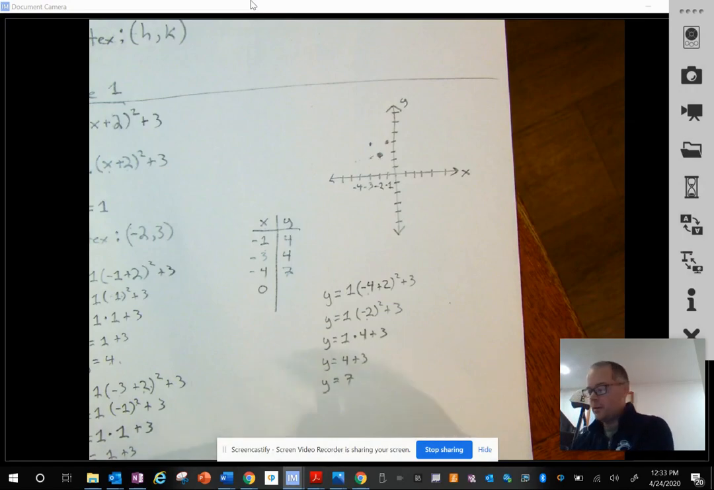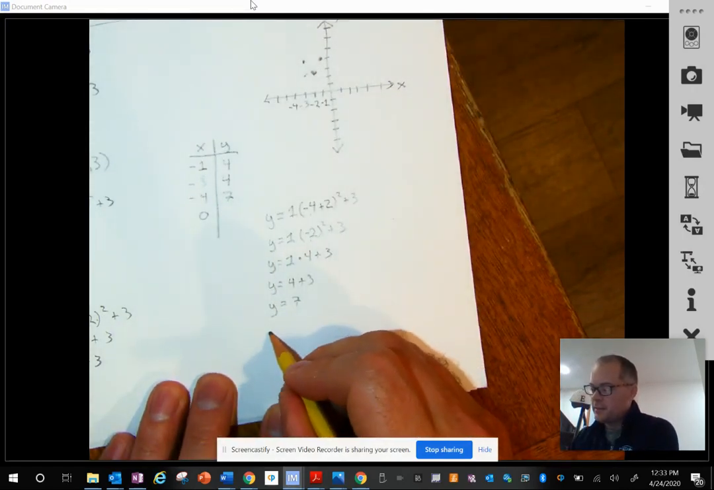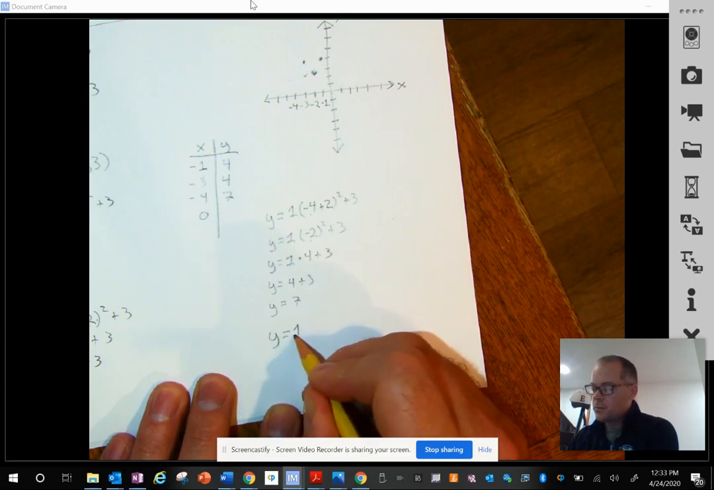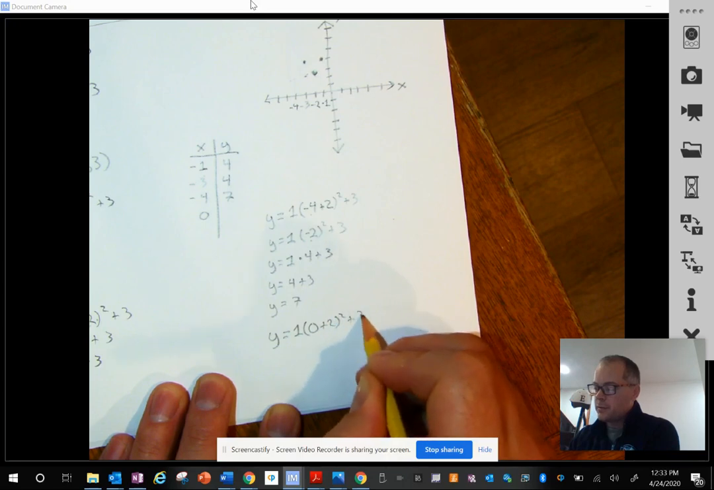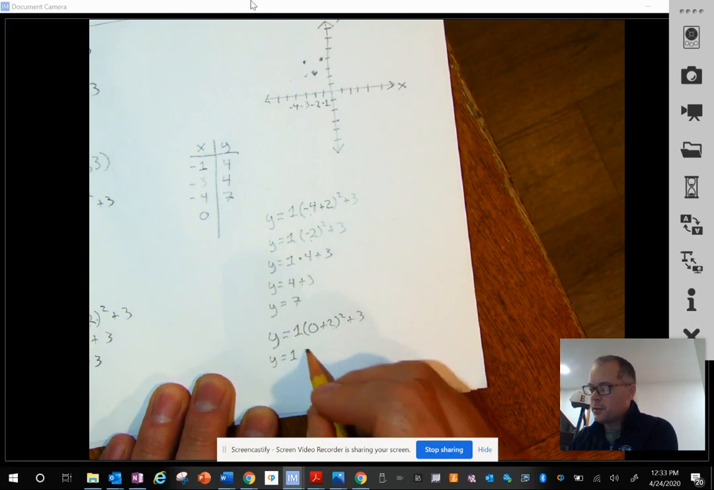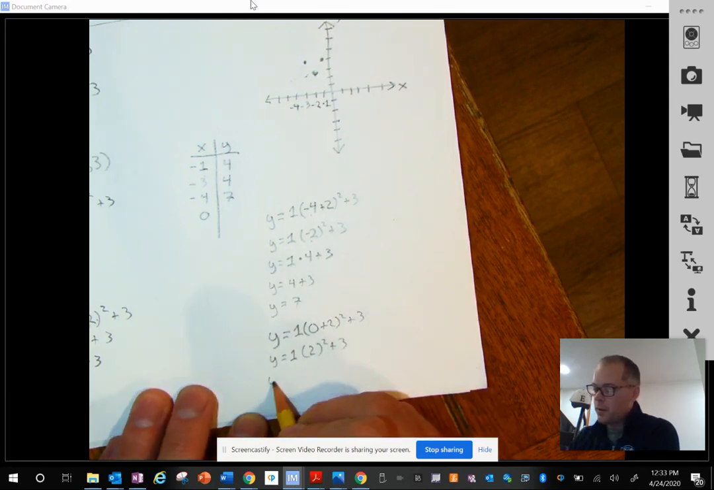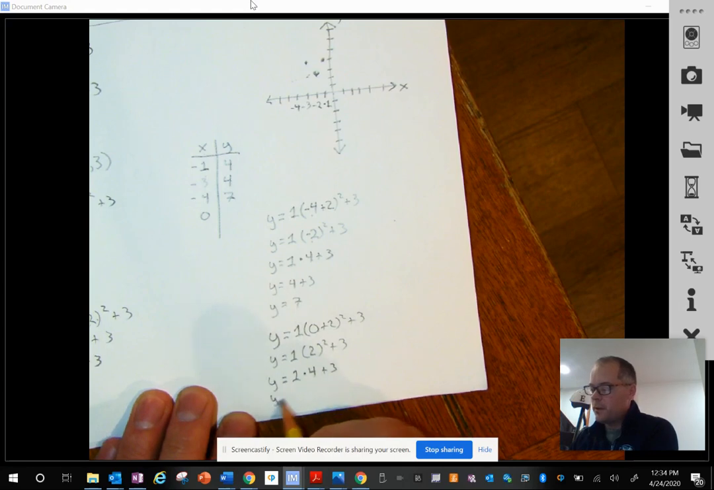And the very last one is this 0. Okay, let's plug the 0 in for our very last attempt. Y equals 1 times (0 plus 2) squared plus 3. Okay, 0 plus 2 is just 2. 2 squared is 4. So y equals 1 times 4 plus 3. 1 times 4 is just 4, and 4 plus 3 is 7.